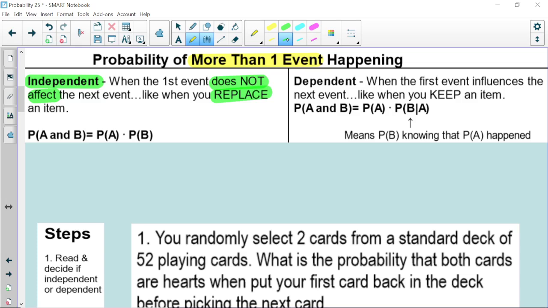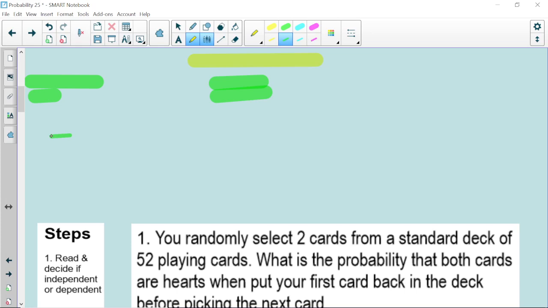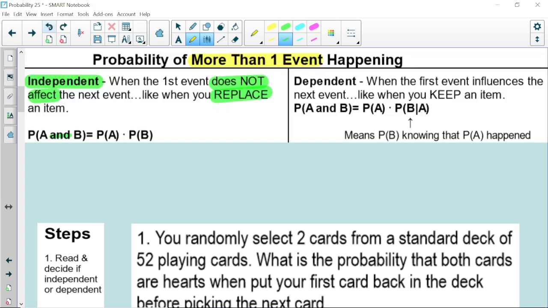Now for this formula, something we got to address, we are talking about A and B. But this is different than when we had an "and" for one event. When we're talking about two events, we're seeing does event A happen and then event B happen. So at two different times.